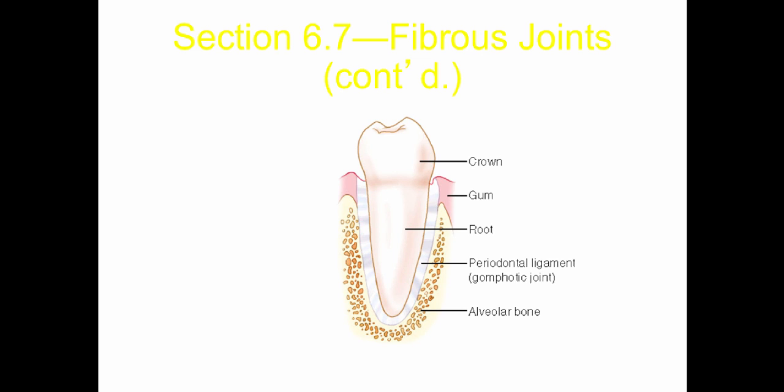The last type of fibrous joint is the gomphosis joint, and they are only found between the teeth and the mandible, or the teeth and the maxilla. In adults, no movement is permitted in a gomphosis joint.